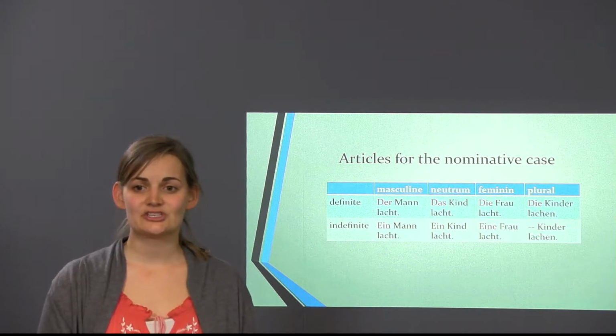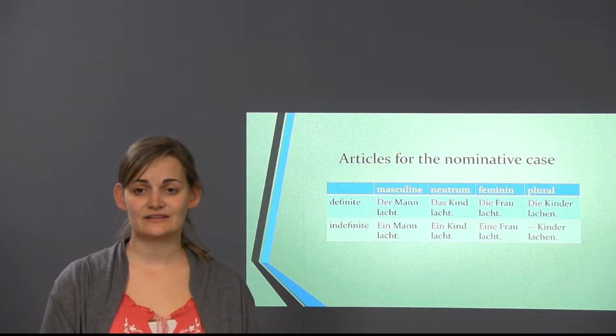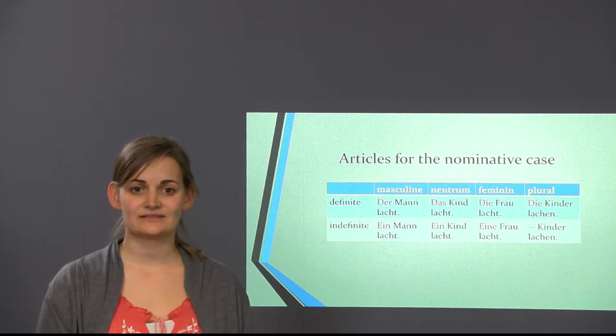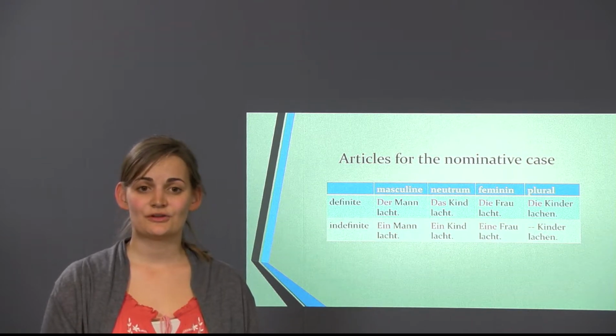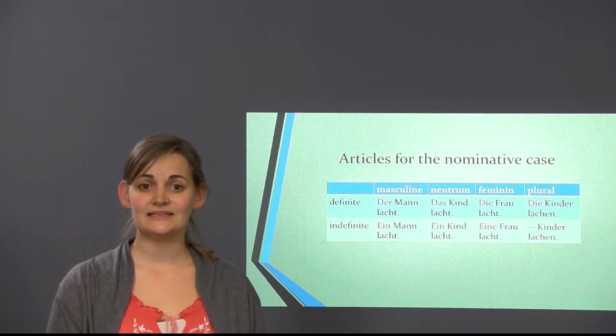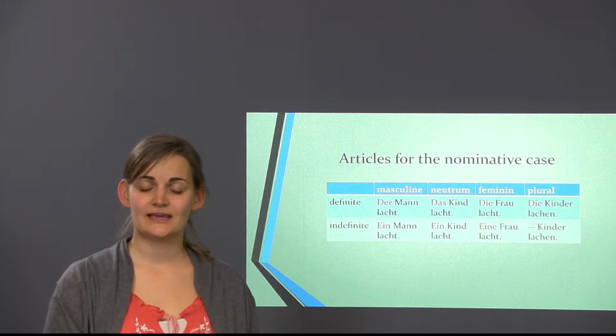Now German has different genders, masculine, neuter, feminine, and plural. For each gender, we have a definite article that equates to English the, and an indefinite article that equates to English a or an. So if you want to say the man laughs, that would be der Mann. In feminine, die Frau, neuter, das Kind, and plural, die Kinder.